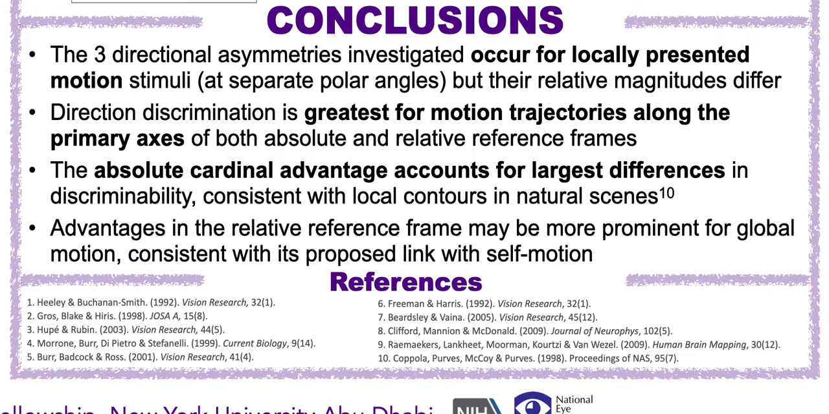Third, the absolute cardinal advantage accounts for the largest differences in behavior when using a local motion stimulus, as we did in this design. This is consistent with frequent exposure to cardinal motion that corresponds to local cardinal contours in natural scenes. We speculate that advantages in the relative reference frame might become more prominent for global motion, which is in line with its proposed connection to self-motion and optic flow.